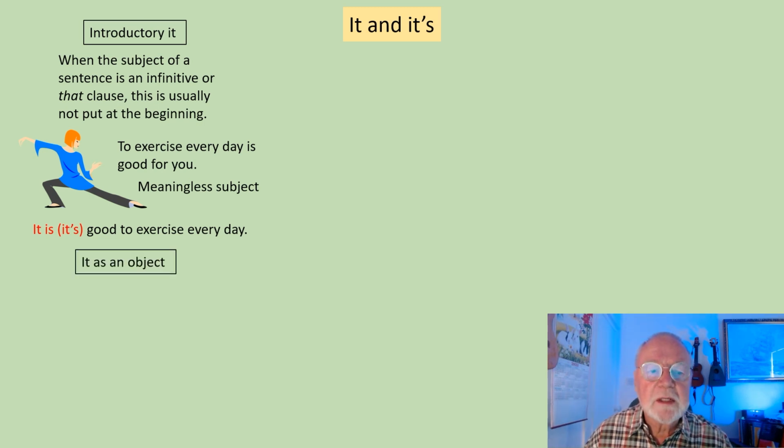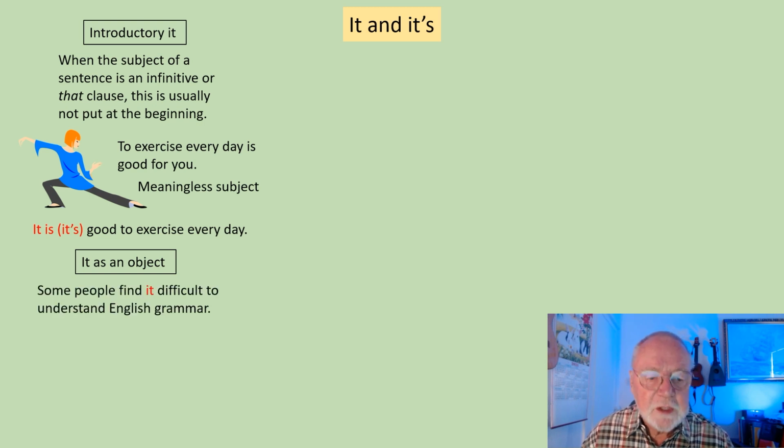It can also appear as an object in a sentence. Some people find it difficult to understand English grammar. Now that's very useful because without it that sentence could sound rather strange. Difficult to understand English grammar, some people find. Well, that sounds a bit like Yoda in Star Wars, so you can see how useful that little word it really is.